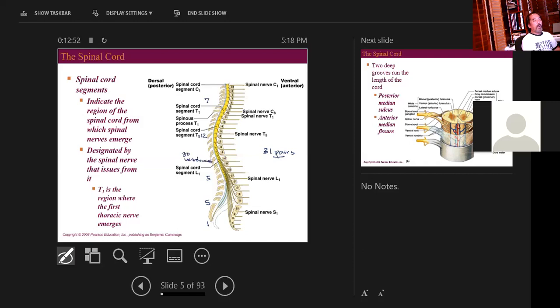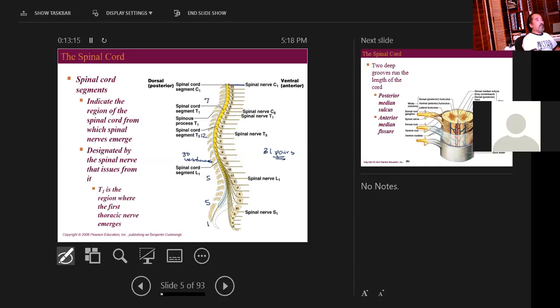But apparently you have 31 pairs, so you have an extra one. Where did that come from? Just remember, it came actually above the C1. The spinal nerve C1 is above the atlas. So that's actually an extra one. That's the reason why I got 31 pairs of your spinal nerve.